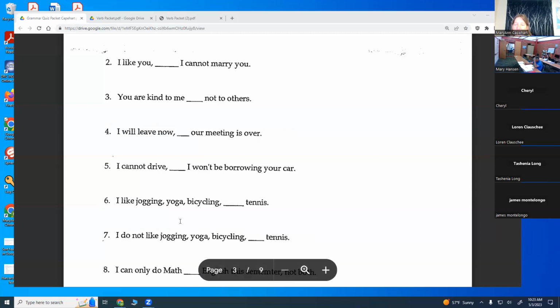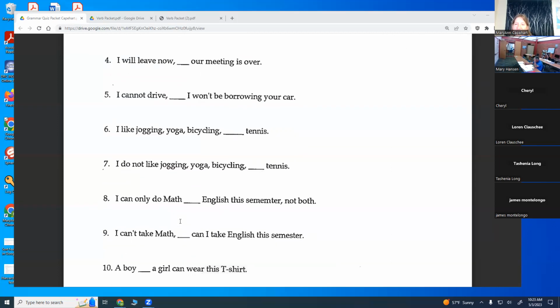Like jogging, yoga, bicycling, and tennis. I do not like jogging, yoga, bicycling, nor tennis. Now we just have two negatives in that sentence. We have not and nor. Nor is kind of like an or, but negative. The things I don't.